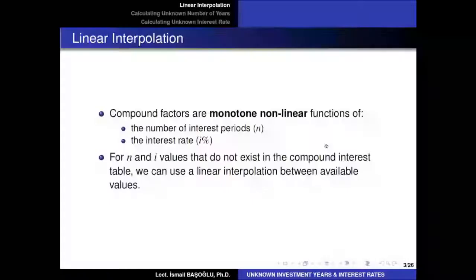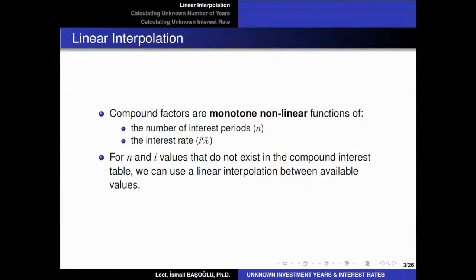So what is it going to help us actually? What we are going to use these monotone nonlinear functions for. Now let's just say we are interested in a compound amount factor for which there is not a row that corresponds to the number of investment years or an interest rate that has a page. Okay? So you are just looking for a compound amount factor which does not exist in that table. Now you can use linear interpolation between available values and linearly approximate that intermediate compound amount factor from the table.